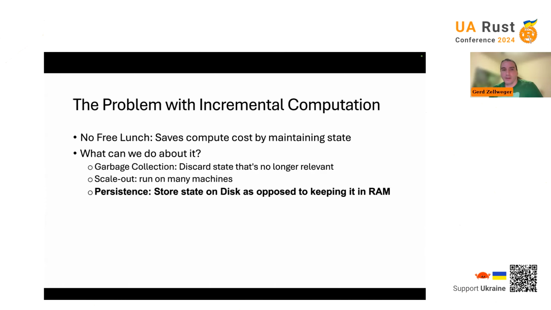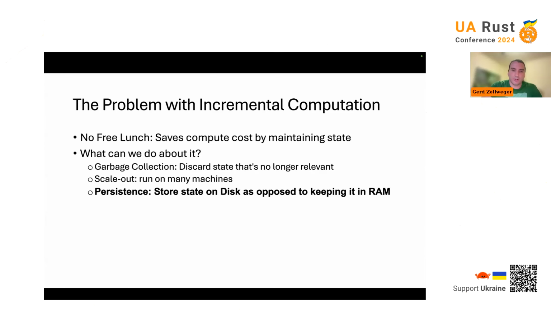One thing we can do to combat this is garbage collect state that's no longer relevant. We can scale out, running these pipelines that I showed you on many machines. And we can also use persistence, so we can spill state that we maintain to disk as opposed to keeping everything in DRAM.